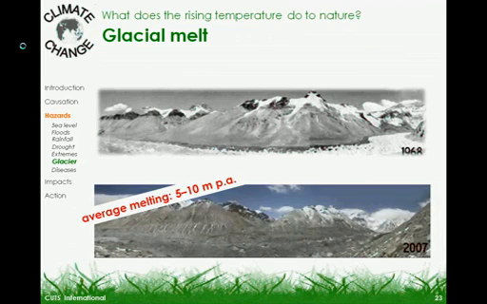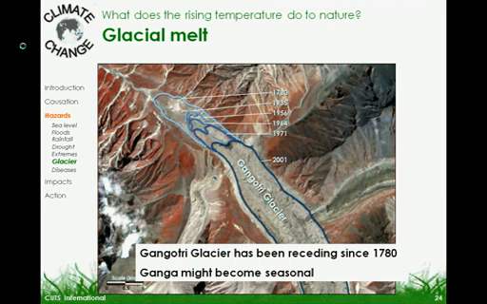Moving on to the next climate hazard, that is glacial melt. During dry season, meltwater from Himalayan glaciers provides the country's major rivers like Ganga, Brahmaputra and Yamuna with 85% of their water. An estimated 750 million people live in watershed areas originating from these glaciers. But lately, scientists have observed that some of these glaciers are receding at an alarming rate. Gangotri, which is the source of river Ganga, has been observed to be receding since 1780. The now perennial river Ganga faces the prospect of becoming seasonal as a long-term consequence of glacial melt.